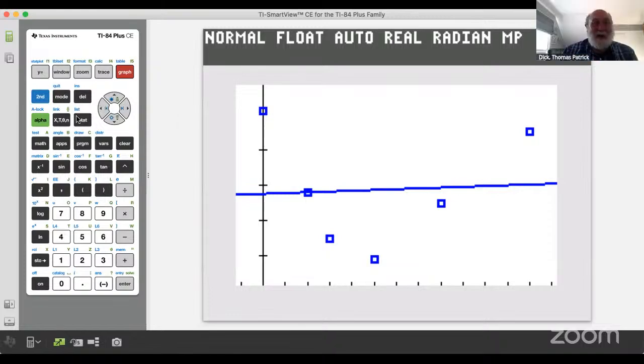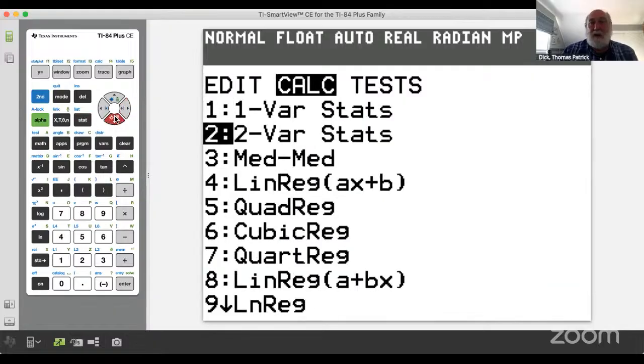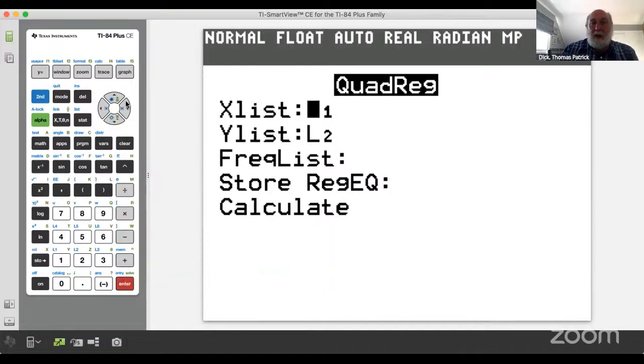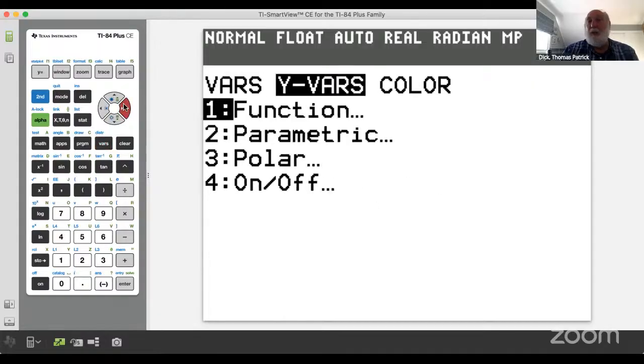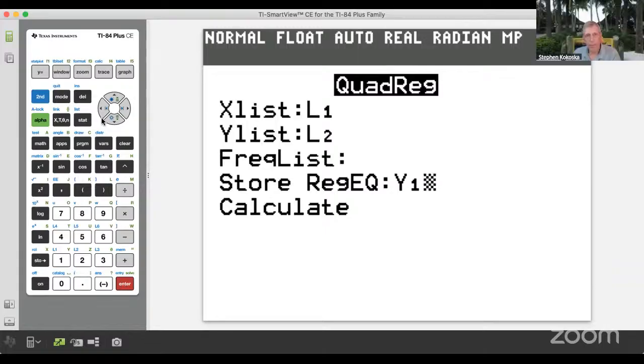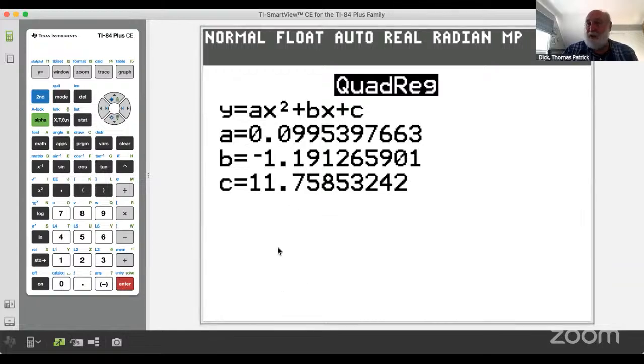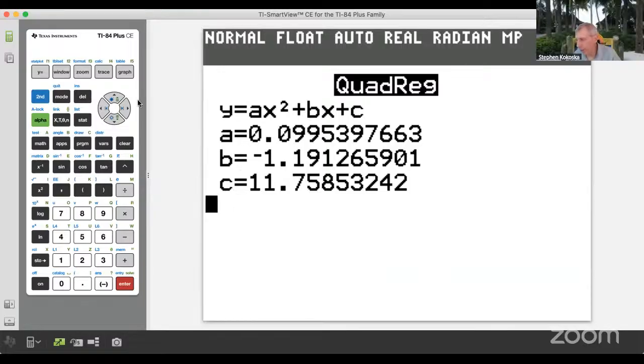Let me go back to stat and calculate, this time, a quadratic regression. Okay, looks good, L1, L2. Let's go ahead and store the regression equation back in Y1 again, so it will overwrite the Y1 we had from the linear regression. And let's calculate. All right, I think that's looking very close to the values that you got, Steve. I remember you had like a 0.1.